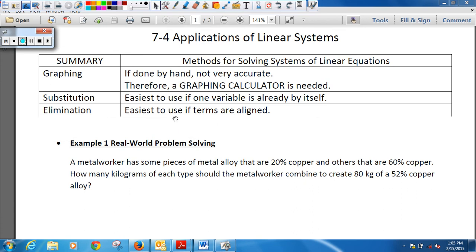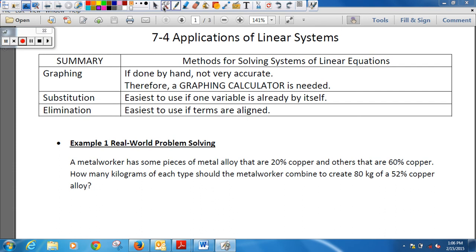Today we will be applying what we have learned so far about linear systems. The first method we used was graphing, and because it's not very accurate if you do it by hand, you'll only want to use graphing if you can use a graphing calculator. Substitution is easiest to use if there's one variable already by itself, and elimination would be a good method to choose if the terms are aligned or if they have a common term. So if you're trying to figure out which method to use, that is how I would determine which method I would use to solve it.